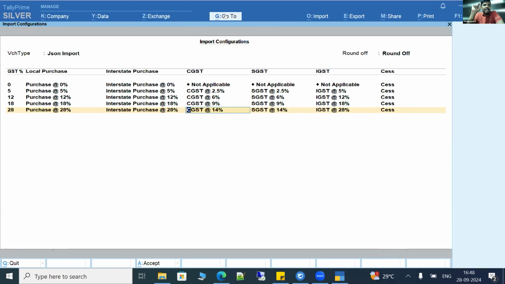Babu, I want to add, it is not mandatory for you to have this many ledgers. You can have one purchase ledger for local and interstate. For CGST, you can have one CGST input, SGST input, IGST input. It depends on your choice. It's not mandatory that you need to have so many. You are creating one default where it has to be routed.